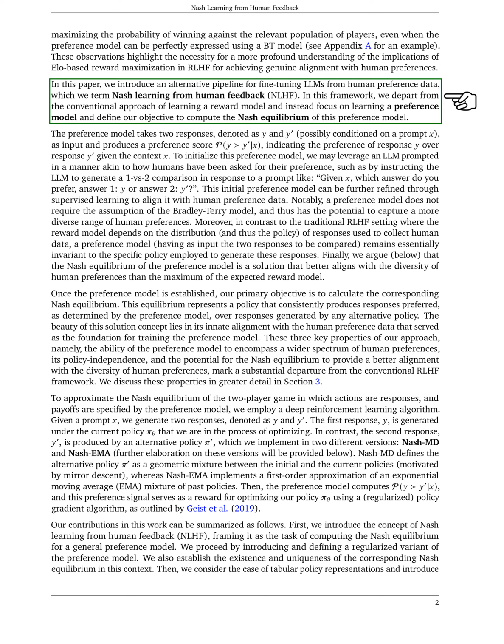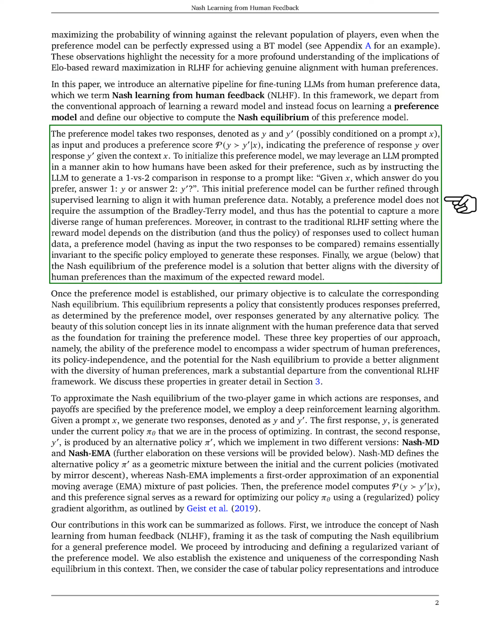To address these limitations, we propose a new approach called Nash learning from human feedback, NLHF. Instead of focusing on a reward model, we concentrate on learning a preference model. This model takes two responses as input and produces a preference score, indicating which response is preferred given a certain context. We can initialize this preference model using an LLM, and then refine it using supervised learning to align it with human preference data. Unlike the traditional RLHF approach, a preference model doesn't depend on the distribution of responses used to collect human data. It remains essentially the same regardless of the policy used to generate these responses.